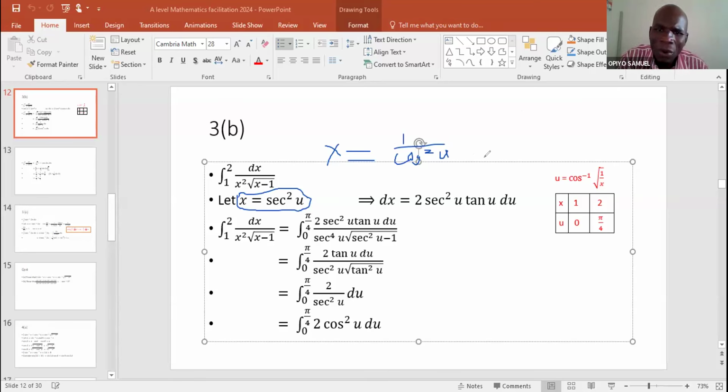So cos u is going to be equal to the square root of 1 over x. I can get u, which is cos inverse of this one. Then I substitute the values of x, which are 1 and 2, to get the value of u. When you get cos inverse of square root of 1 over 2, you will get the angle 45 degrees. Then later you convert it to radians. That's how the pi over 4 has come. So that is for the change of limits.